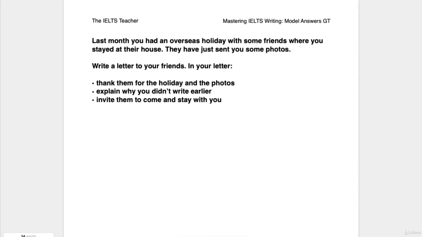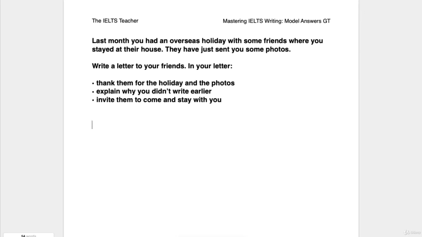Welcome back. We're going to look at another informal letter, this one with a different theme as well as a different purpose. We're trying to look at a variety of themes as well as purposes, just so that you have a variety of vocabulary, so that you have as much preparation as possible before exam day.